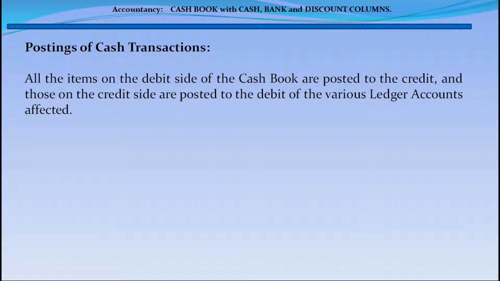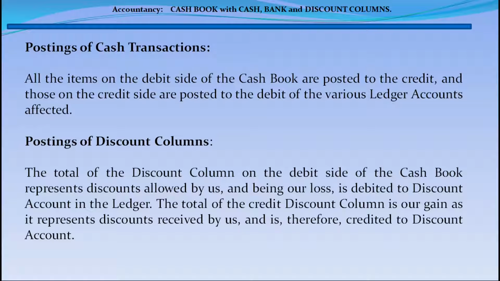Postings of cash transactions. All the items on the debit side of the cash book are posted to the credit, and those on the credit side are posted to the debit of various ledger accounts affected. Posting of discount columns. The total of the discount column on the debit side of the cash book represents discounts allowed by us, and being our loss is debited to discount account in the ledger. The total of the credit discount column is our gain, as it represents discounts received by us and is therefore credited to discount account.